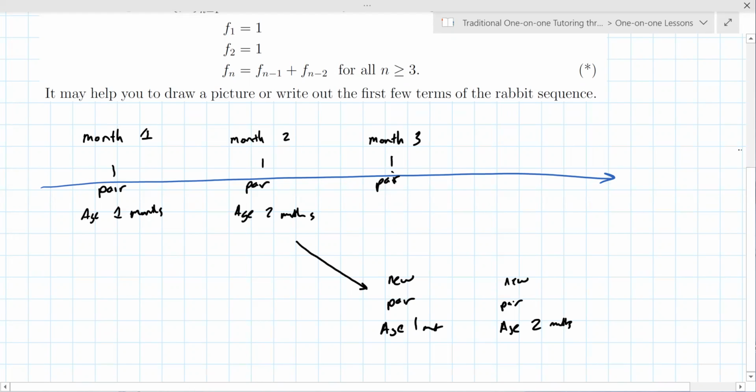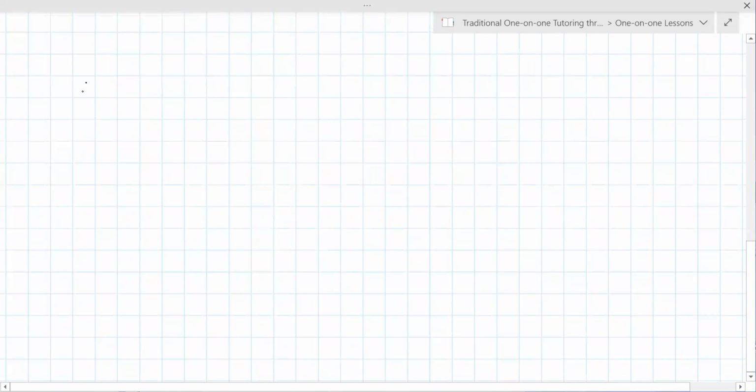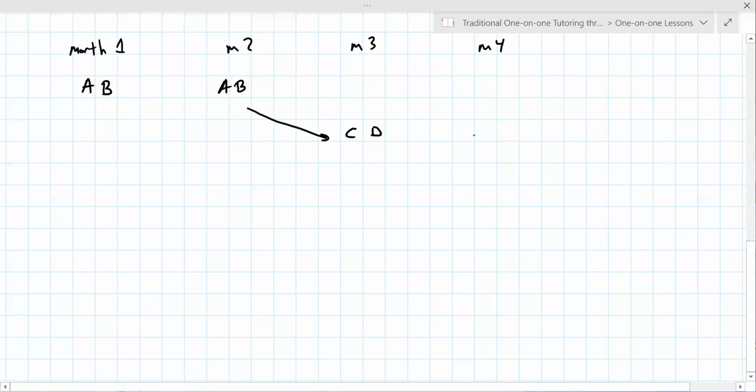So maybe let me try something different here. I don't know if this is helping or not. So there's let's say an A and a B to start, and that's month 1. Month 2, there's an A and a B. Month 3, the AB produces a CD. Okay, and then month 4, that CD still exists. Okay, AB is still there in month 3, but they can also produce a new EF. And they're also there in month 4.